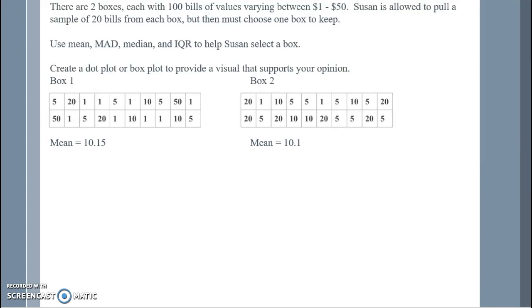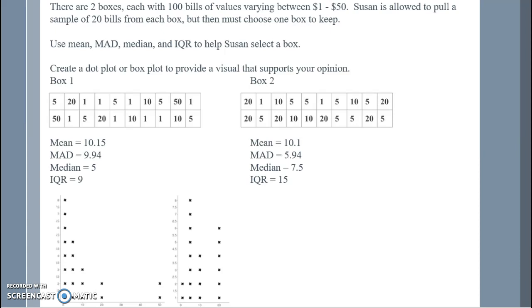The mean, or the average, of each box from the bills that I pulled out were 10.15 and 10.1. Very similar. So let's move on to the MAD. The MAD for each one is 9.94 and 5.94. I can tell that in box 2, the numbers are closer to the average, and in box 1, they are more spread apart. The median is 5 and the median is 7 and 5/10. So the median is larger in box 2. The interquartile range is 9 and 15.